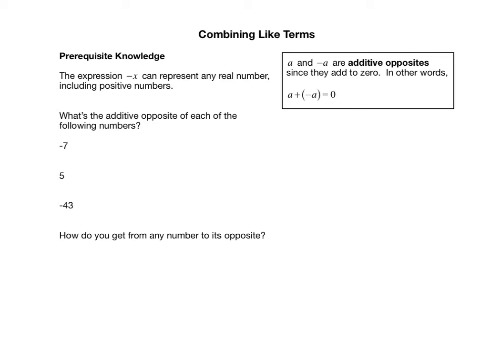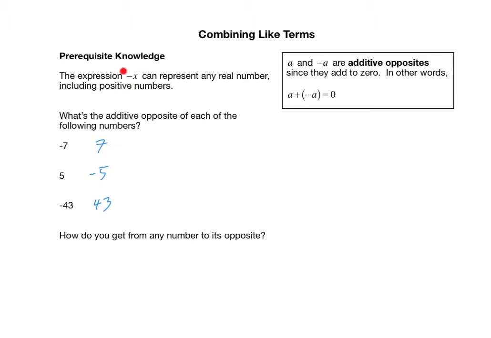You will often hear me just say opposite rather than additive opposite, but additive opposite is what's meant when I say opposite. So what's the opposite of -7? Well, the number you can add to -7 to get 0 is +7. Those two are additive opposites. The number that you can add to 5 to get 0 is -5. So 5 and -5 are opposites. And the opposite of -43 is +43 because they add together to give you 0.